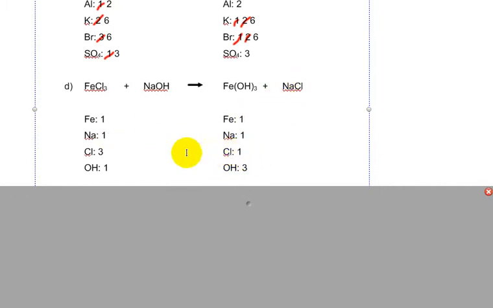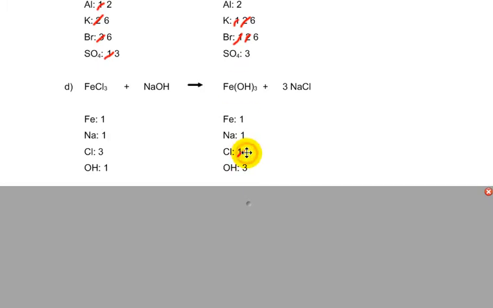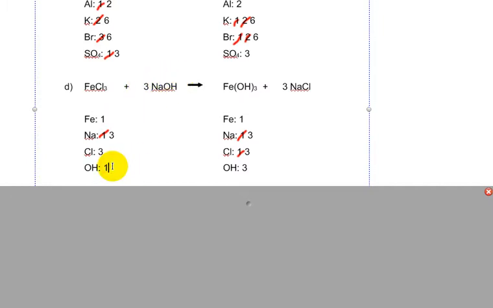Chloride, though, I'm going to have to do something here. I need 3, I have 1, so put a 3 over here. And that will give me the 3 chlorides that I need. But it's also going to give me 3 sodiums. So I'm going to have to go back over here, and I need to somehow make 3 sodiums. So if I look over here, I'm going to have to put a 3 in front of there. That's also going to give me 3 hydroxide groups.